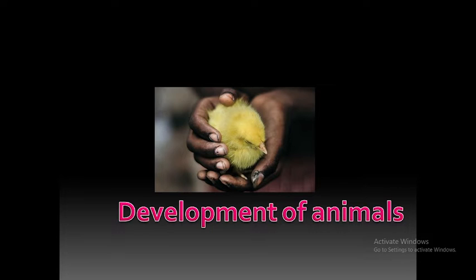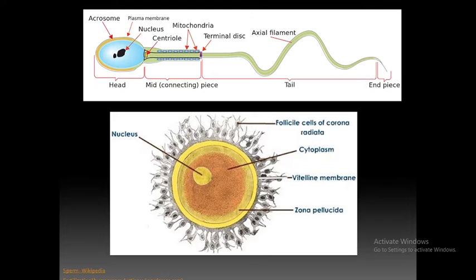And in this video, we are going to discuss the development of animals. In that, we will first look at the structure of a gamete. As we know, if we consider the human being, then the sexes are separate.